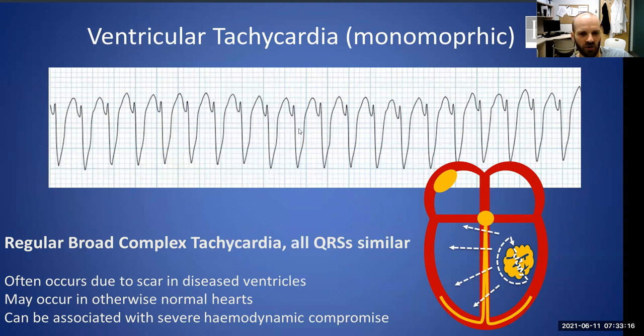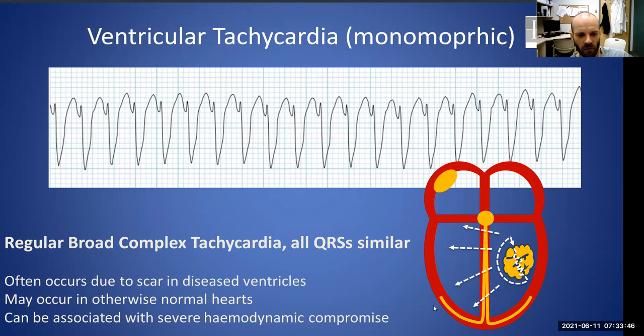We've got broad QRS complexes. We've got QRS complexes and we've got T waves, but we can't clearly see any P waves at all. And in this case, all of the QRS complexes look similar. So here, this isn't a rhythm which is originating from the atria and spreading down through the His-Purkinje system. This is a rhythm where the electricity is starting in the ventricles and spreading out through the ventricles.